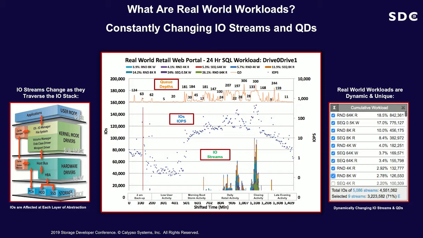As you go across the IOStream map, those IOStream combinations are going to change. So if you look at that tall orange tower on the right-hand side, that's a 1 a.m. backup. And that particular IOStream is dominated by random and sequential 64K read-write. You're reading from drive 0 and writing to drive 1. If you look in the middle of the screen, you'll see some small sequential half K writes that relate to the morning boot storm. And if you look at the tall tower on the right, you'll see a bunch of mixed IOs that have to do with the daily activity. So depending on where you are during the day, you're going to have a different combination of IO streams.